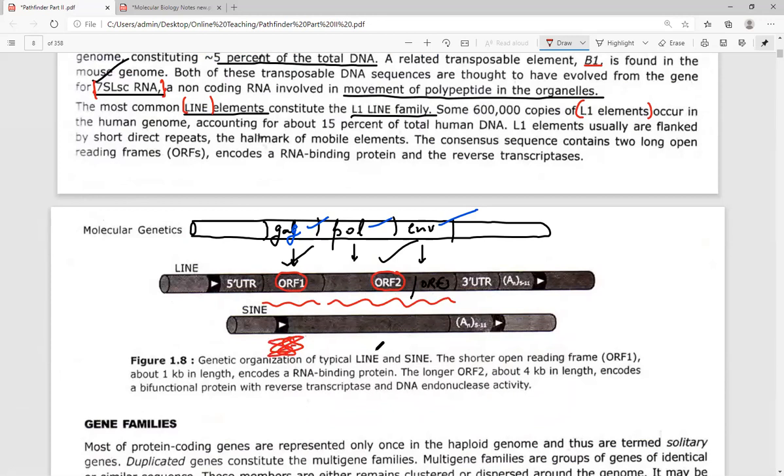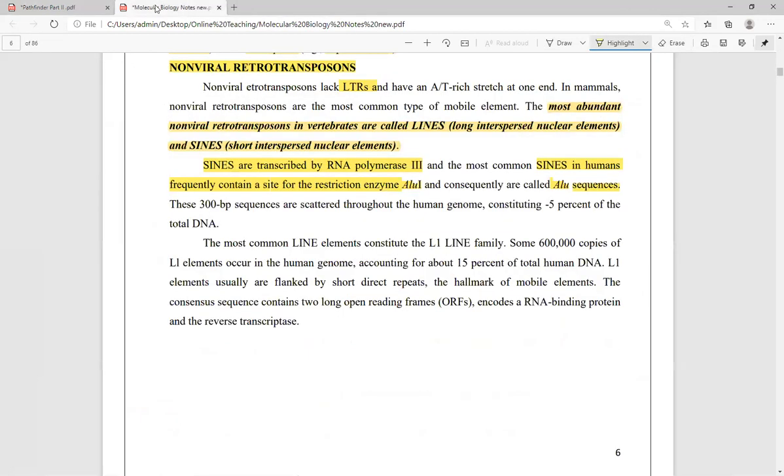This is protein first, and this is protein second, produced from ORF1 and ORF2. So ORF1 and ORF2 are going to produce two different types of protein. This is protein 1 from ORF1, and this is protein 2 from ORF2. These are the proteins, and this is the mRNA. So I can also write here mRNA and write here proteins. So this is all about the L1 LINE family of transposable elements and the SINE family of transposable elements.